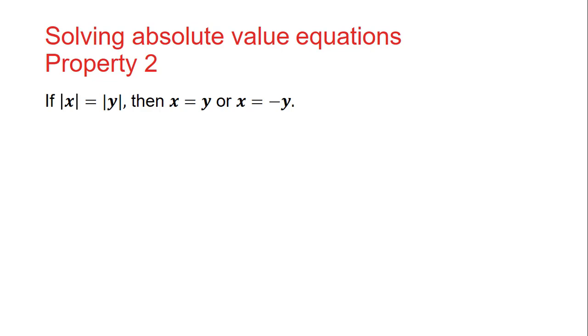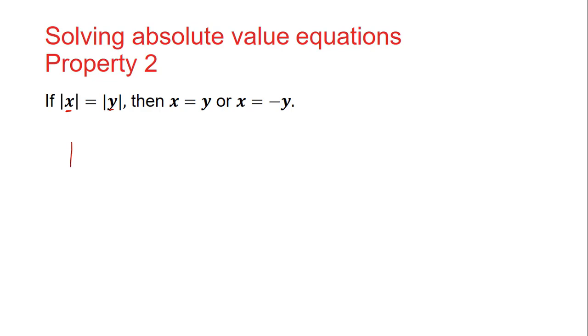One other property about absolute value equations is when we have absolute value on each side of the equation. So this says if absolute value of x is equal to the absolute value of y, again, x and y represent some algebraic expression, then this is only true if the two expressions inside are equal to each other or if they're opposite. So that means that either x has to equal y or x equals -y.